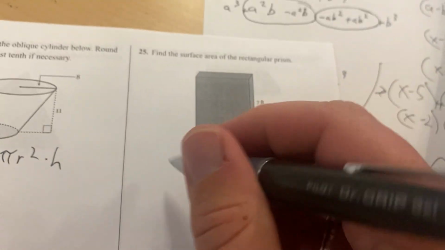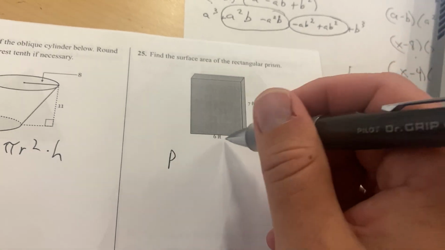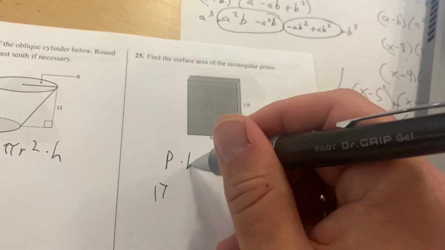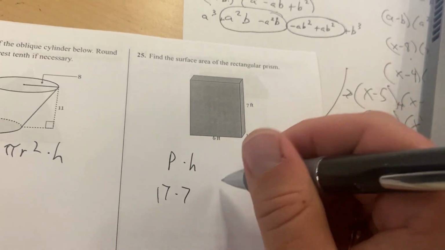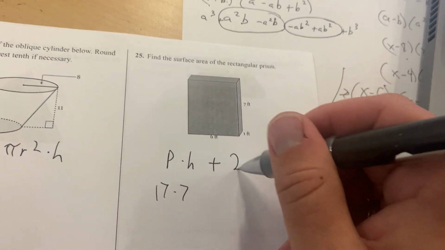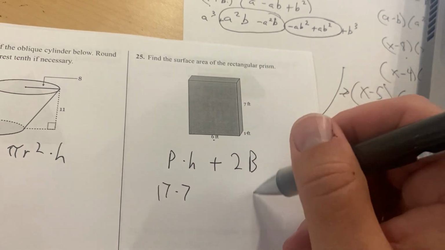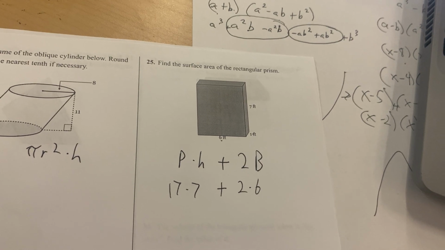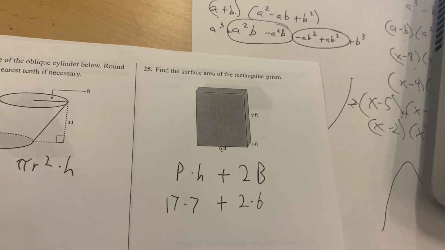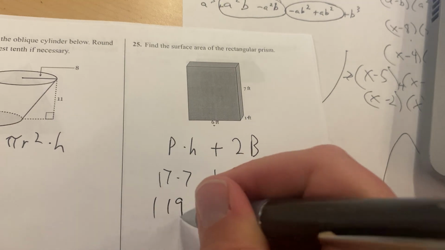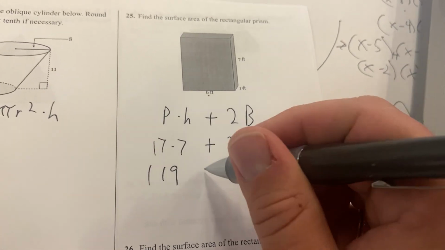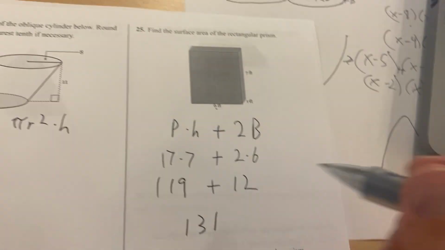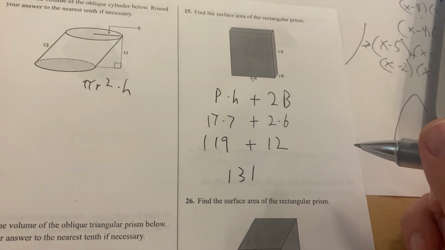Surface area of this one is the perimeter of the base. So 6 plus 1 is 7. 6 plus 1 is another 7. That's 14, times my height, which is 7, plus 2 times the area of my base. 6 times 1 is 6. So I've got 14 times 7, which is going to be 98. I've got 2 times 6, which is 12. I add those together. That's 131 for my surface area.